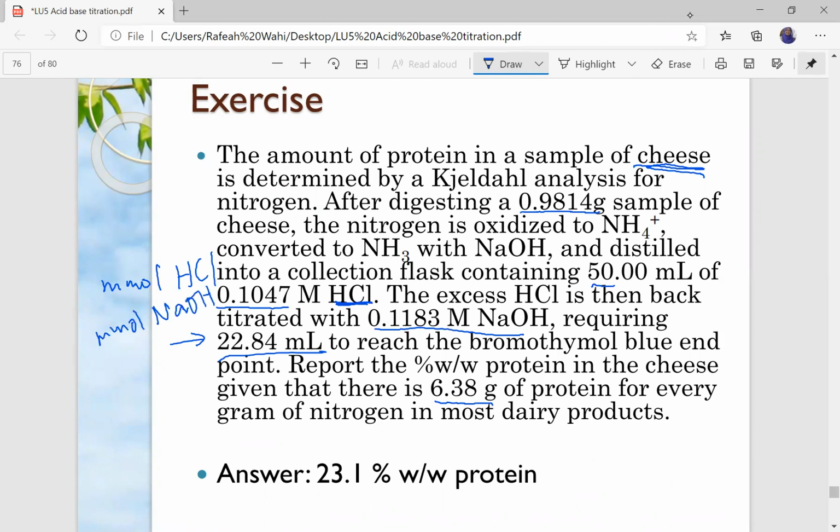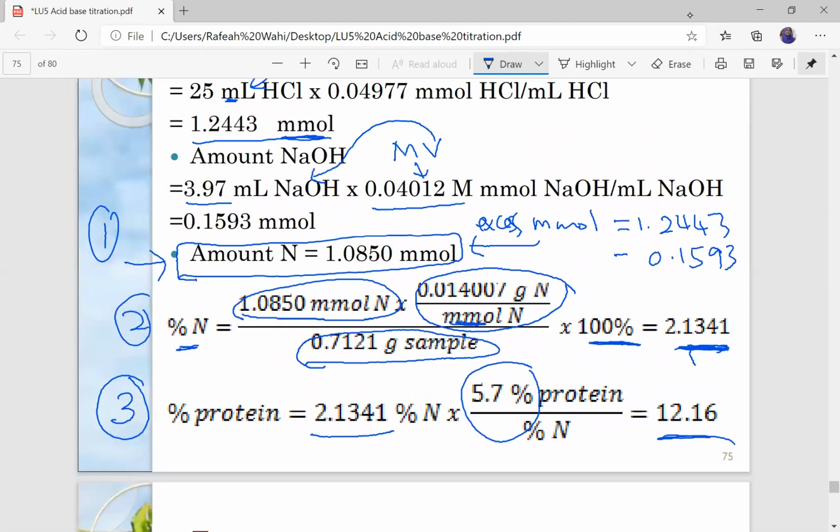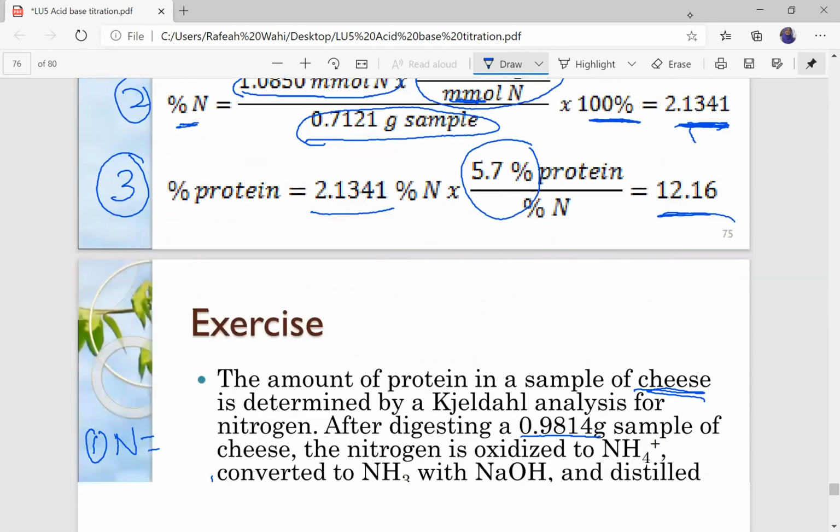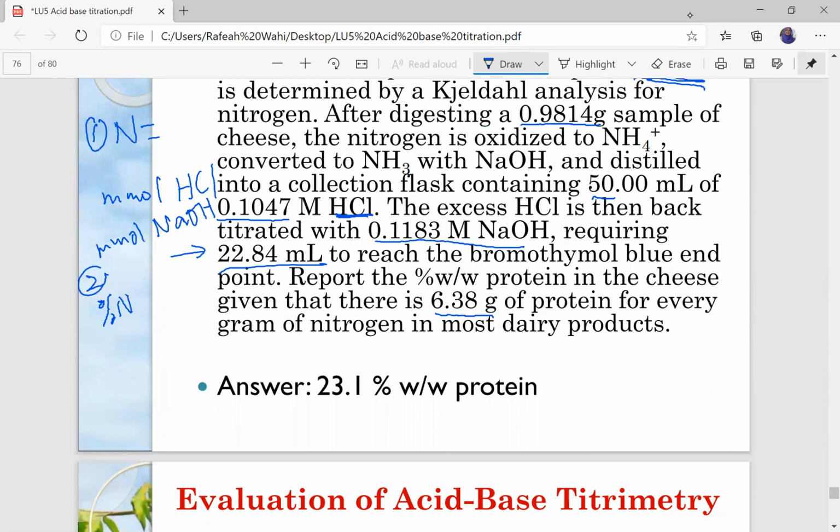So this is the first step, which is for you to calculate nitrogen. Nitrogen is millimole HCl minus millimole NaOH. So step 2 is for you to find percent nitrogen. So percent nitrogen, you can find it using this formula just now. You already get the amount of nitrogen times the molar mass of nitrogen in gram per millimole divided by the mass of sample.